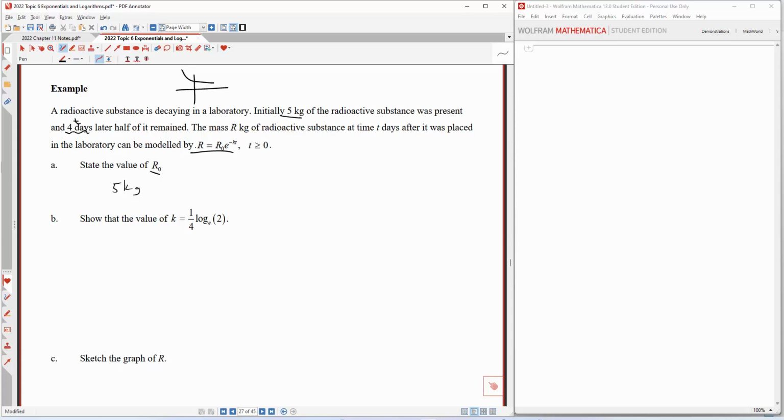Show that the value of k is this. Okay, so what we're going to do is say that 5 times e to the, and that's going to equal, now initially there was 5, and 4 days later half of it remains, so that's going to be 2.5 e to the, now it's negative kt, so it's 4 days where t is time in days, so we're going to go negative 4k, and what we've got to do is solve this for k. So what we'll do is divide by 5. Now 2.5 over 5 is a half, so we're going to write that as a half.